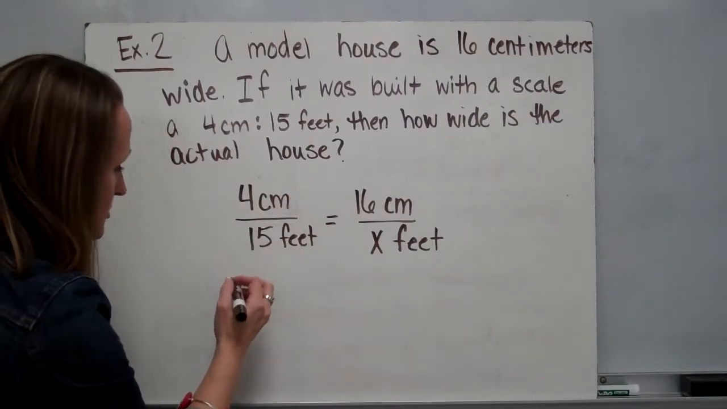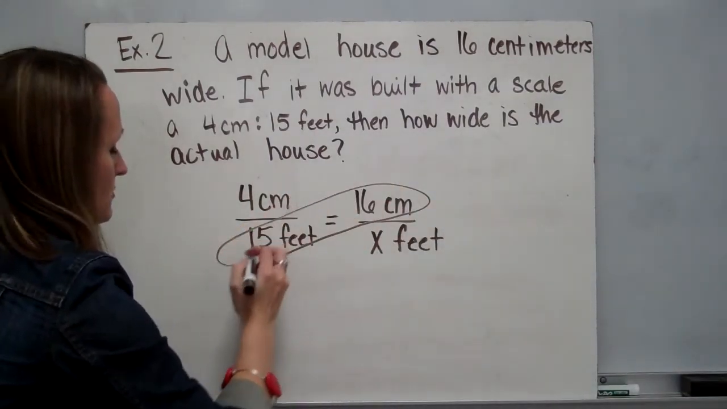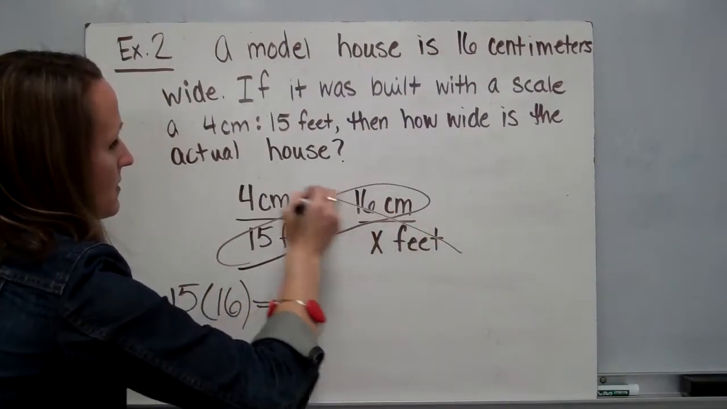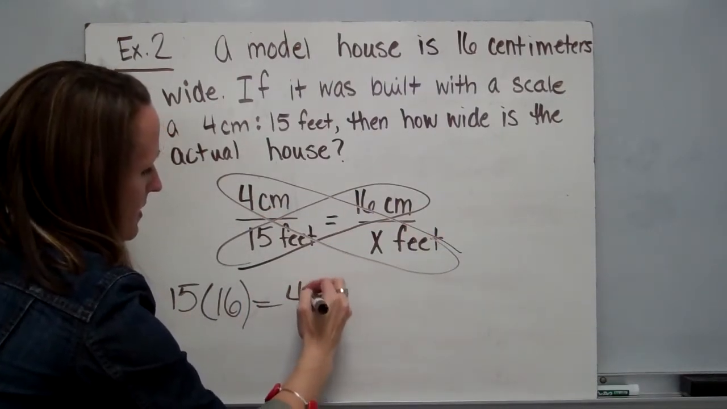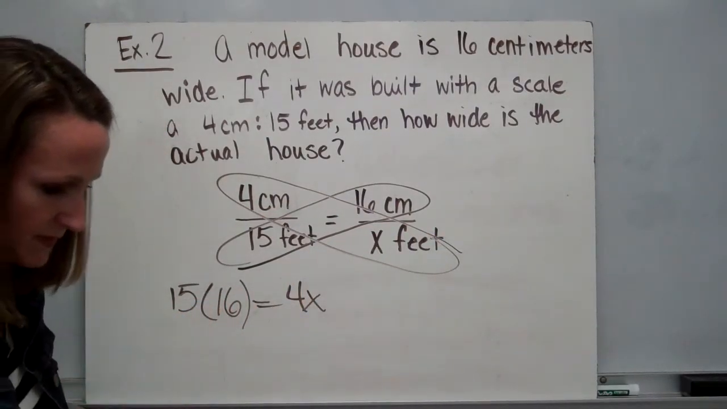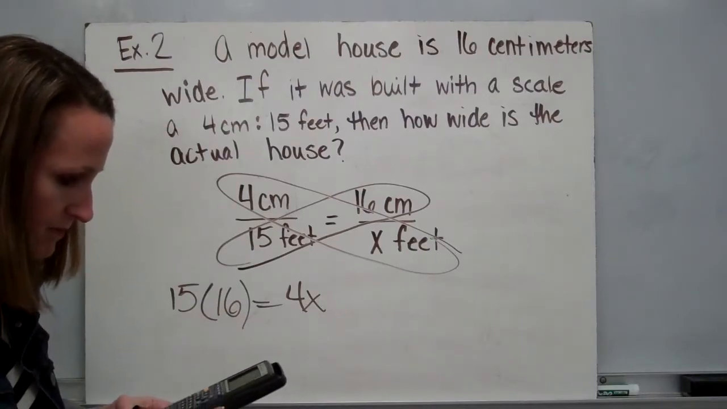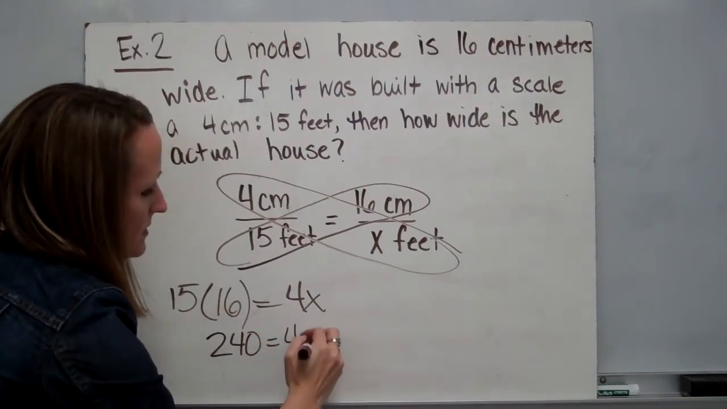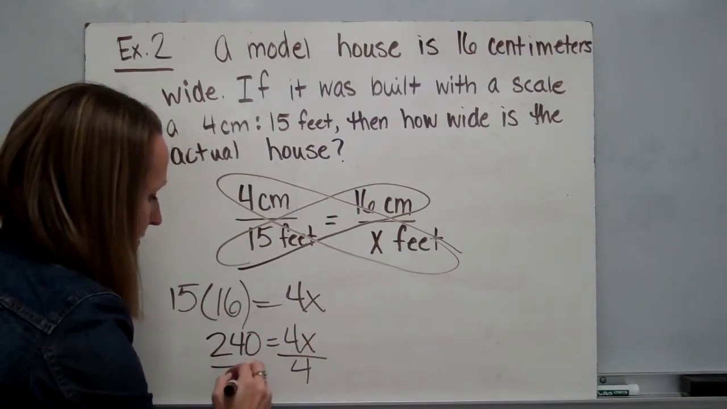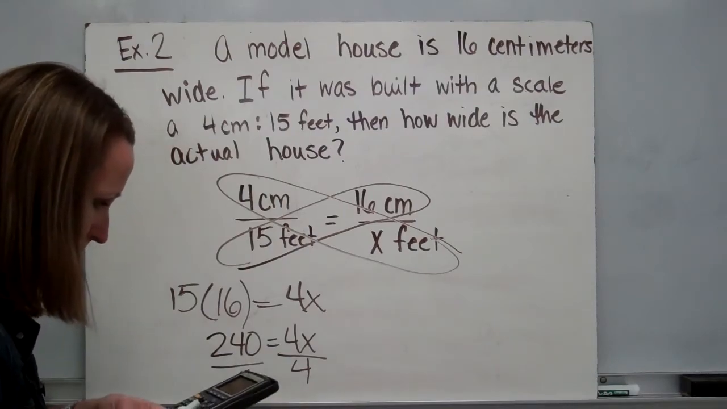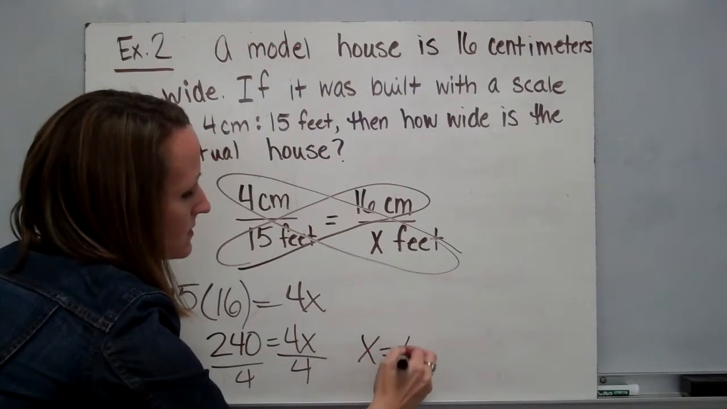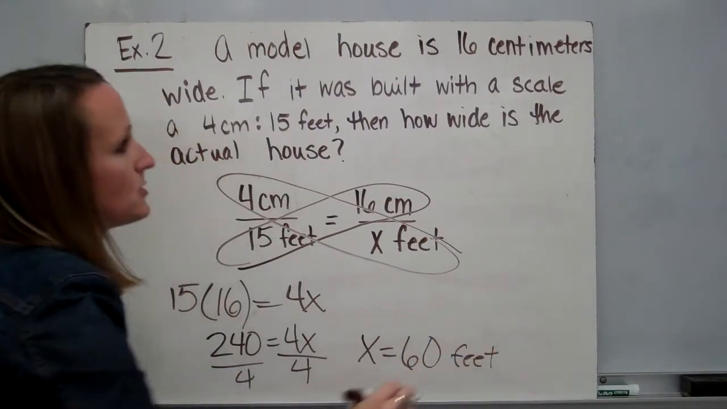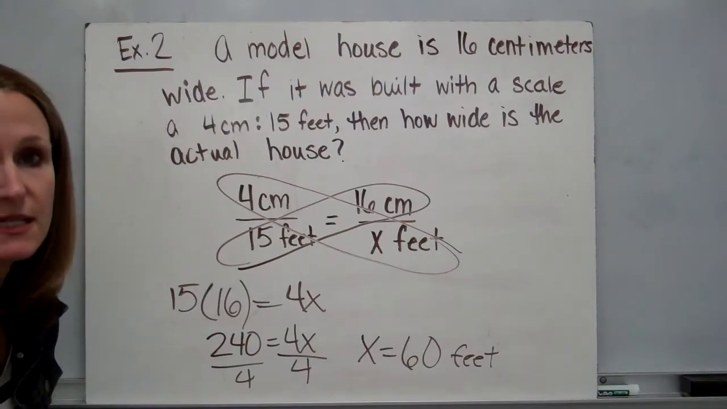And again, I'm going to cross multiply, just like I do in a regular proportion. 15 times 16 equals 4x. So when I multiply 15 times 16, I get 240 equals 4x. Then when I divide both sides by 4, I find out that x equals 60 feet. So our answer is that the actual house is 60 feet wide.